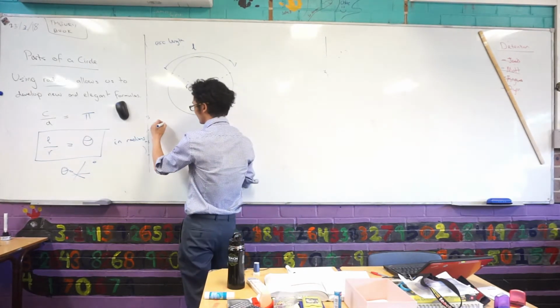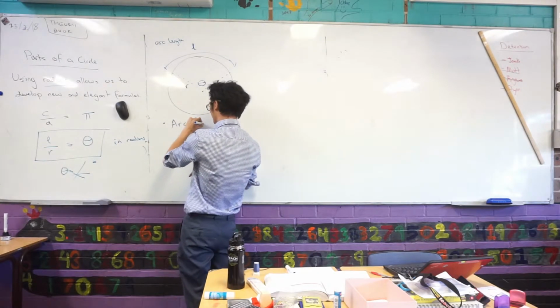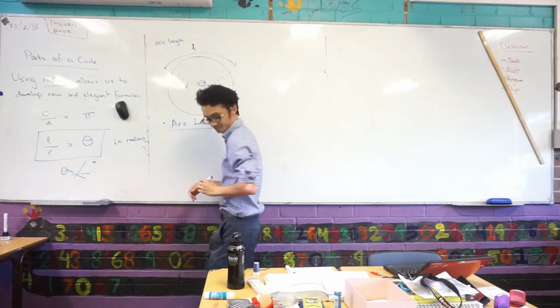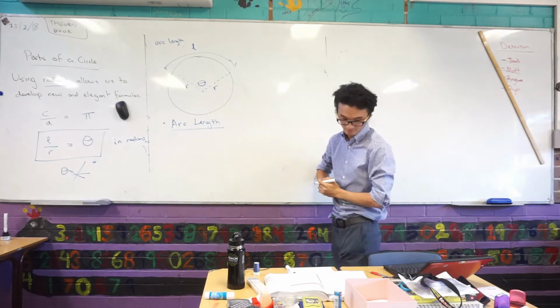And this is our first part of the circle we're looking at. We're looking at the arc length. Write that down for me. Interesting. I love arc length.